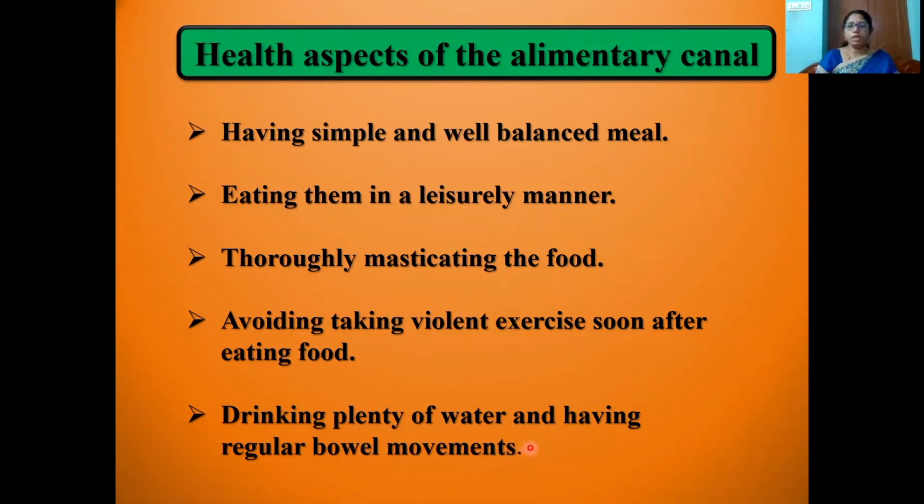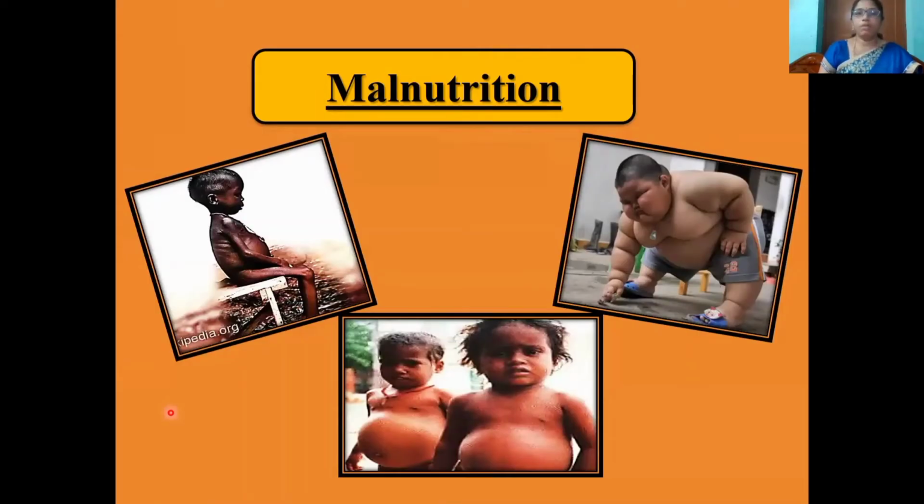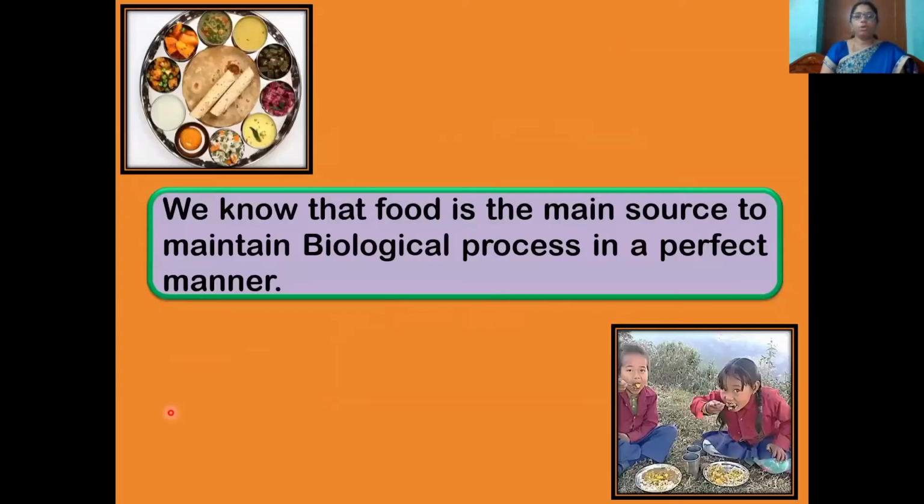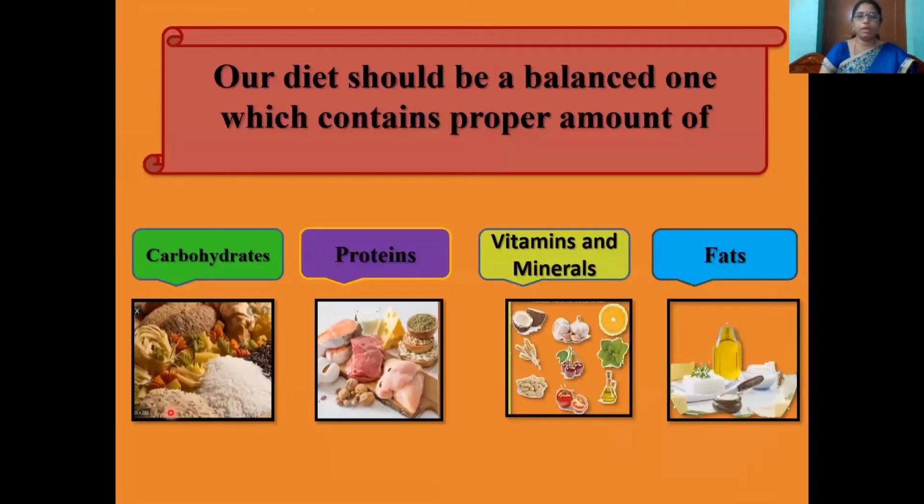Children, this topic is completed. The other topic is malnutrition. In this topic, I will discuss what malnutrition is, reasons for malnutrition, diseases due to malnutrition, and preventions. We know that food is the main source to maintain biological processes in a perfect manner. Our diet should be a balanced one which contains proper amounts of carbohydrates, proteins, vitamins and minerals, and fats.